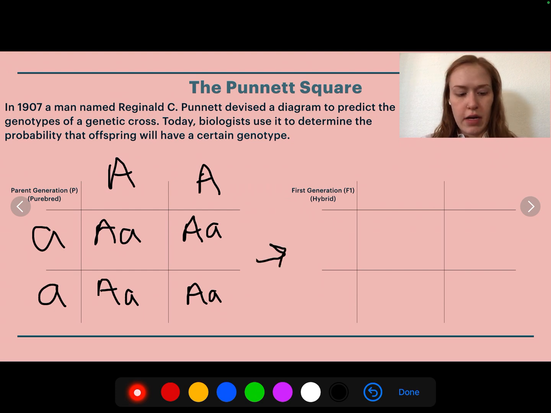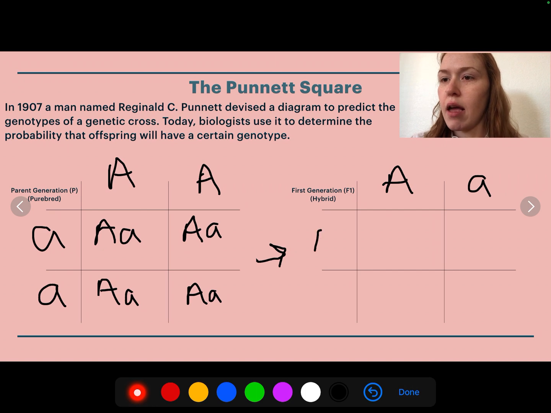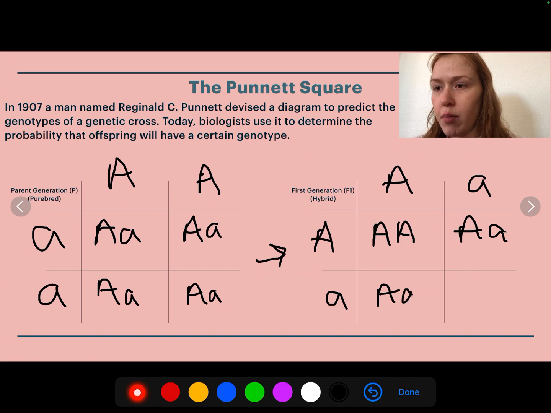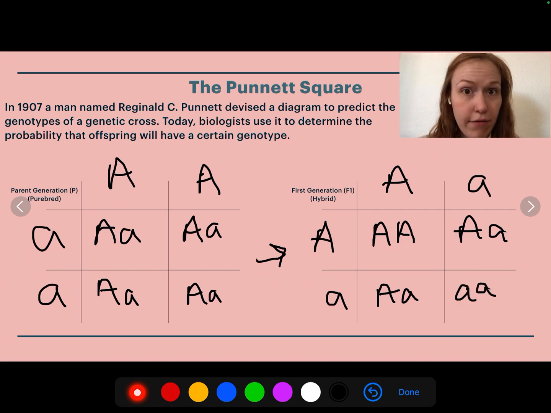Now, what happens when we cross those with each other? So here we've got the big A, little a, big A, little a. So here we've got one homozygotic dominant because there are two matching alleles. Here we've got two more hybrids or heterozygotic dominant because they will produce those purple flowers. And we've got one white flower producing.